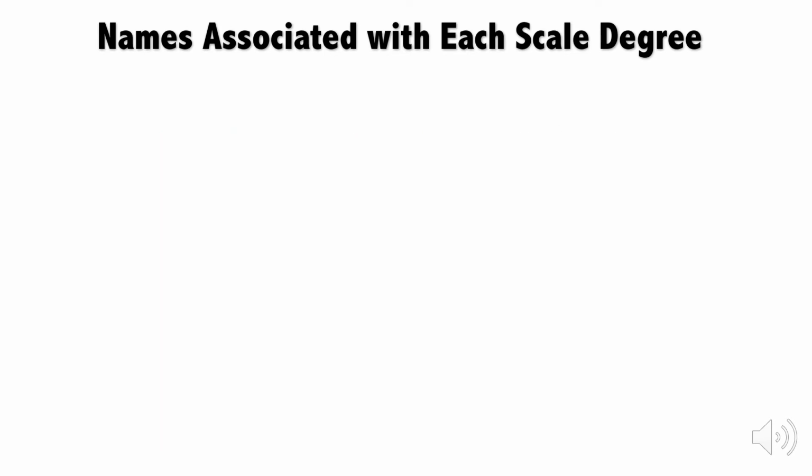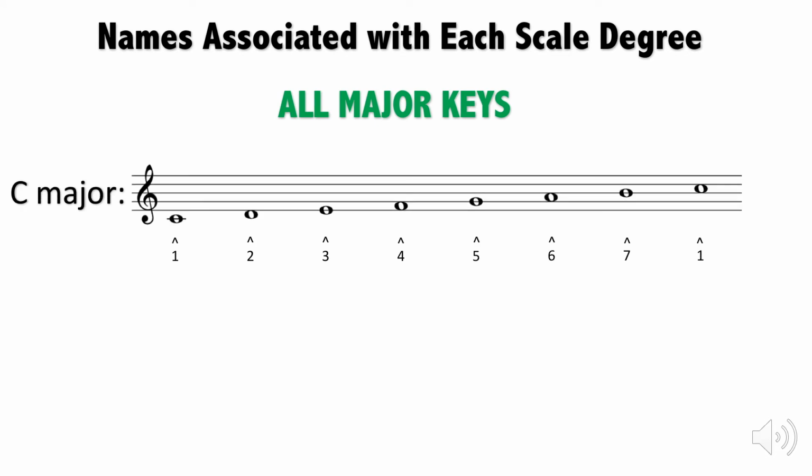With all major keys or major scales, here's how we label each scale degree. And again, here's just C major. Scale degree 1 is what we call the tonic. Scale degree 2 is the supertonic. Scale degree 3 is the mediant. Scale degree 4 is the subdominant. Scale degree 5 is the dominant. Scale degree 6 is the submediant, and scale degree 7 is called the leading tone. And of course, when scale degree 1 returns, the names also cycle.